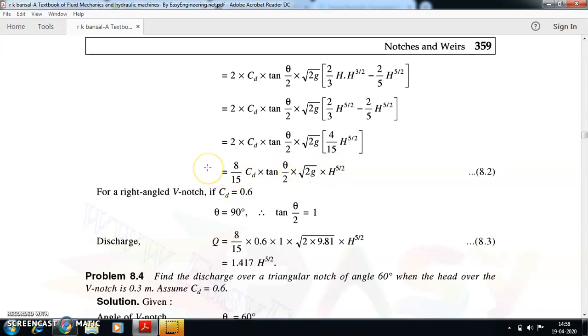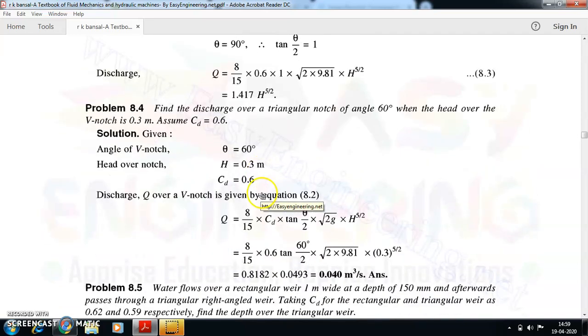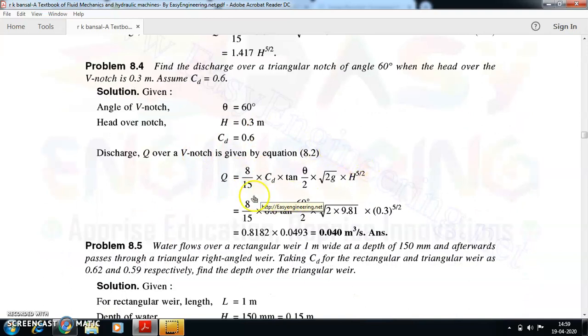To find the Q value, I want the value of CD. This is one important unknown variable. I also want theta, the angle of the notch, and I want h, the head over the notch. So in the problem given over here, I know the theta value, 60 degrees. I know the V notch head, H is given to you, and CD is also given to you. So all the values required to find the Q value are given to you.